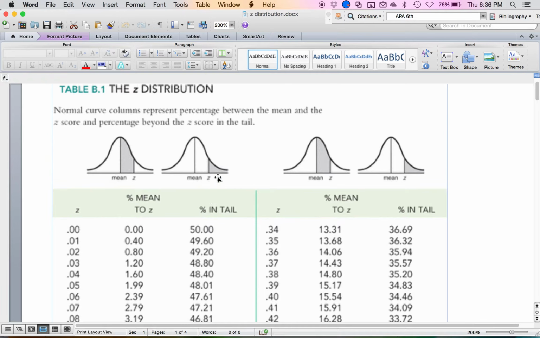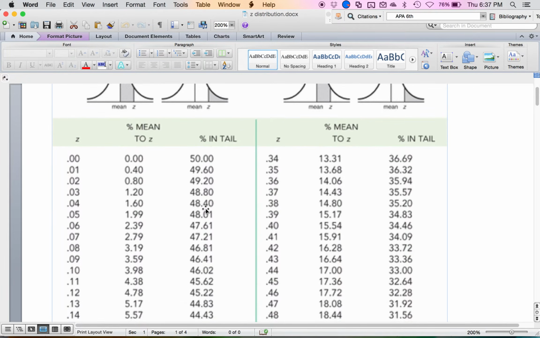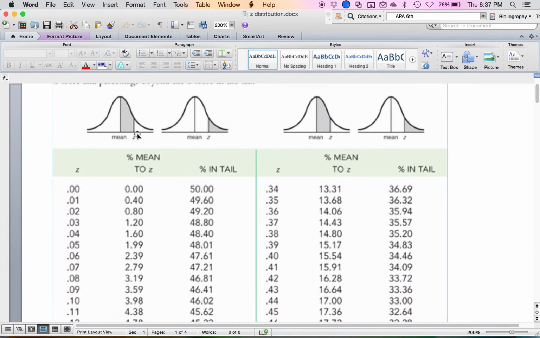And then the last one is how much is in the tail. So it's telling me how far away I would still have to go to reach the end of the distribution, which is actually infinity, but we're going to cut it off at 50. One thing to notice is the two columns here, columns 2 and 3, add up to 50% in every single one of these. Because we're only talking about the mean, the middle, to wherever our z-score is, and then our z-score to the end. That's only half the distribution, so that's 50%. That's why it doesn't add up to 100, it's only 50.